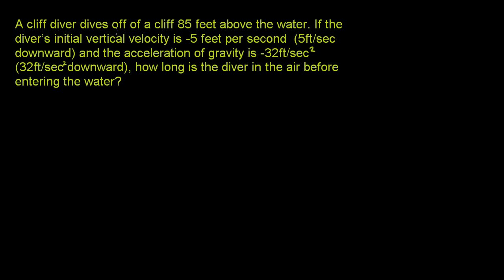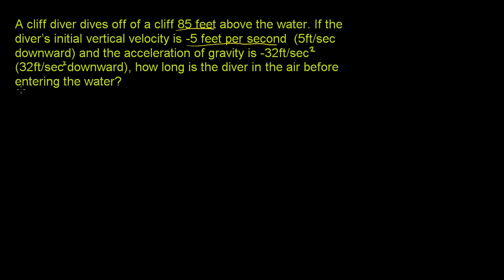A cliff diver dives off of a cliff 85 feet above the water. If the diver's initial vertical velocity is negative 5 feet per second, so he's going downward, and the acceleration of gravity is negative 32 feet per second squared, or 32 feet per second downward. So that means after every second, you're going 32 feet per second faster in the downward direction. How long is the diver in the air before entering the water?